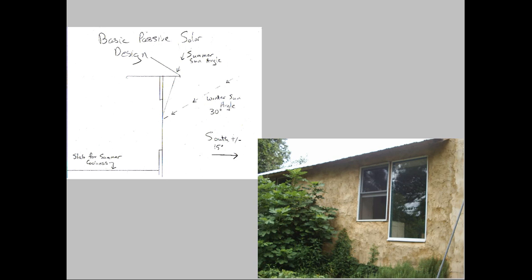Basic passive solar is no more or less complex than simply putting windows on the south side of your house and then putting a bit of an overhang. At our latitude, you want about as much distance from the top of the window to the bottom of the overhang as from the edge of the house out to the edge of the overhang. In the winter, our sun angle's down near 30 degrees. The sun comes in those windows and warms up the house. And as the seasons change, when you get up to summer, the summer sun angle is up much higher and is blocked by the eaves overhanging the house.